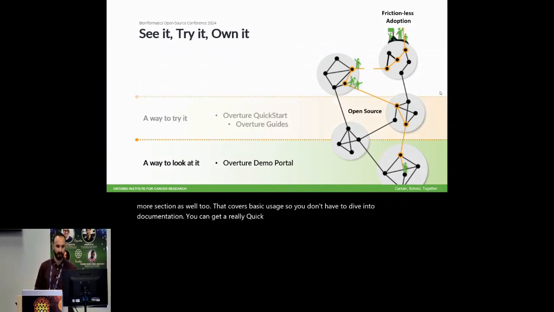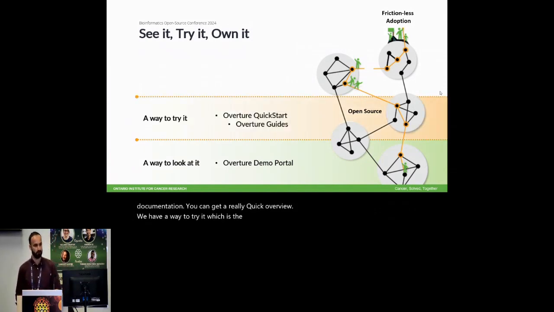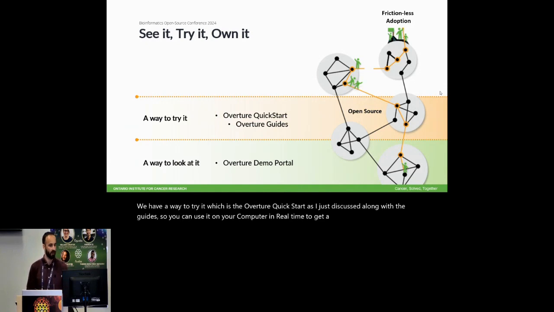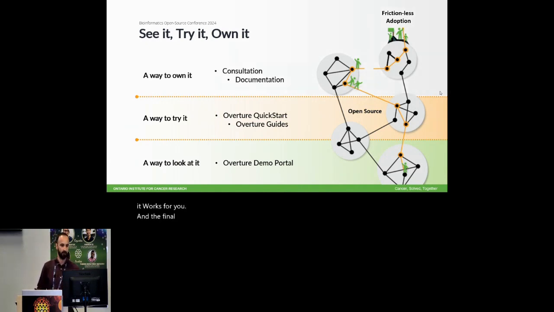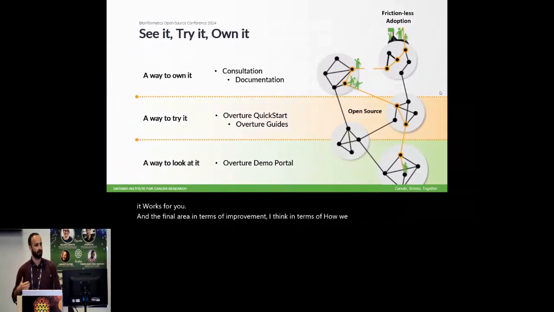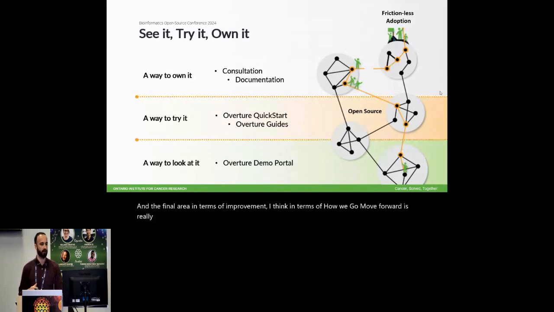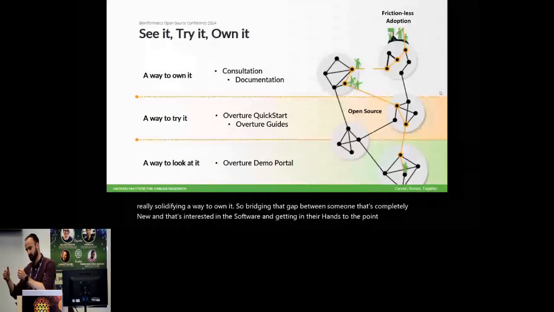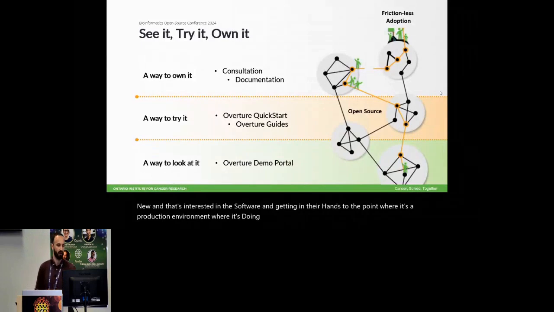We have a way to try it, which is the Overture Quick Start, as I just discussed, along with the guides. So you can use it on your computer in real time to get a feel for the system and see if it works for you. And the final area in terms of improvement, I think, in terms of how we move forward is really solidifying a way to own it. So bridging that gap between someone that's completely new and that's interested in the software and getting in their hands to the point where it's a production environment where it's doing real data management.